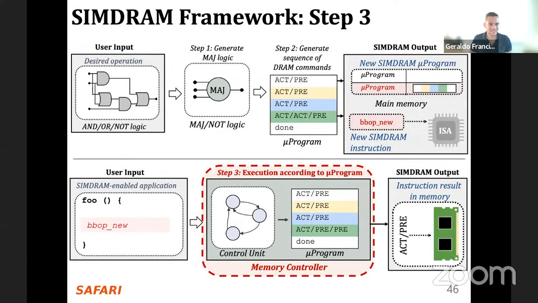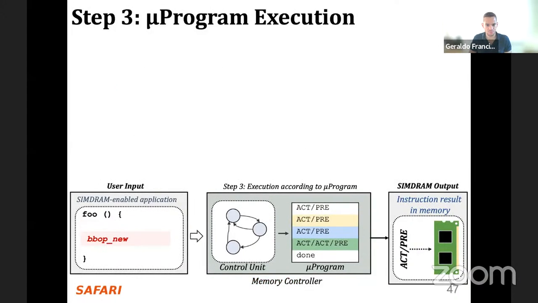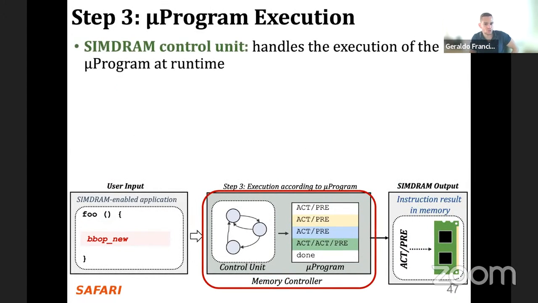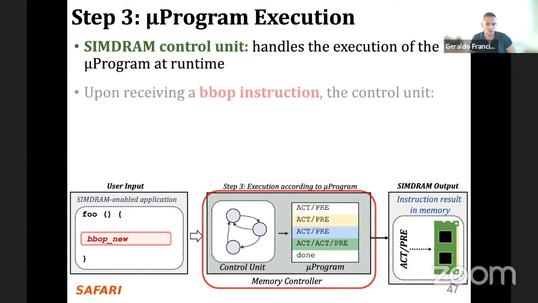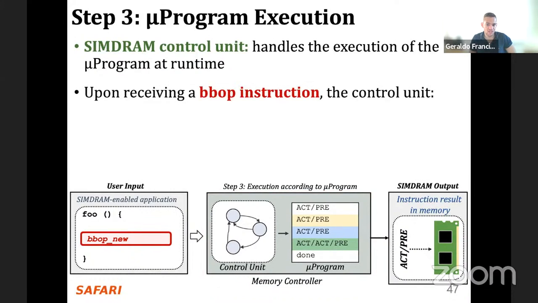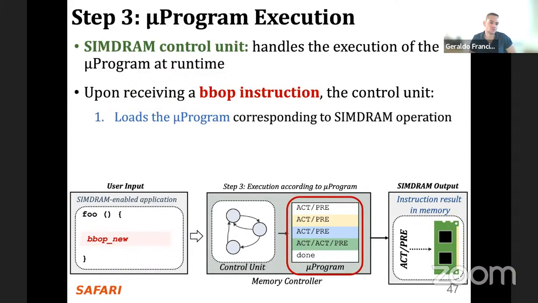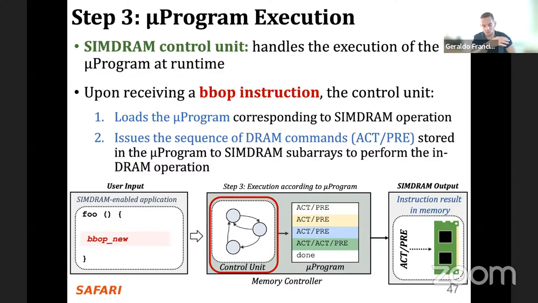So let's now take a look into step three of the framework, which finally is going to execute the computation of the DRAM operation. SIMDRAM uses a control unit in the memory controller that handles the execution of the microprogram during execution time, transparently from the programmer. To perform a SIMDRAM operation, the program is going to leverage this bbop instruction. Upon receiving this bbop instruction, the control unit loads the microprogram that corresponds to the bbop instruction from the main memory and performs the requested sequence of activate pre-charge that was generated by task two of step two of the framework, and then executes the required DRAM computation.